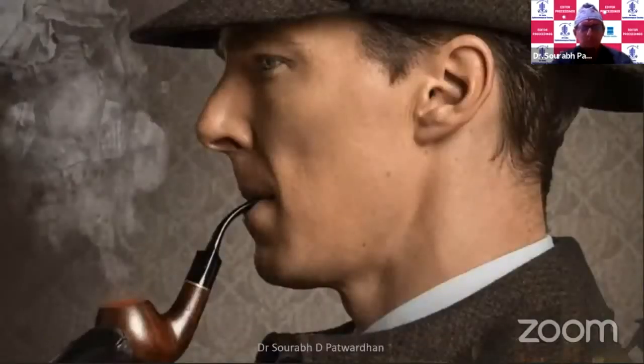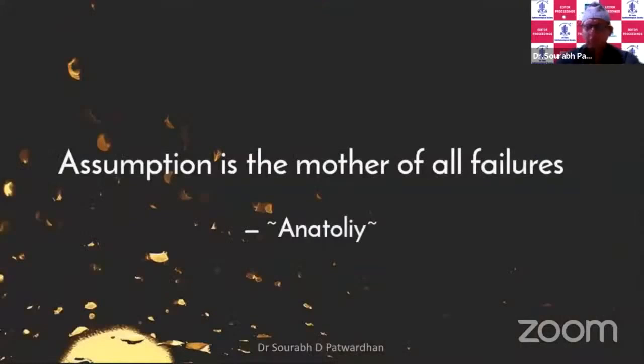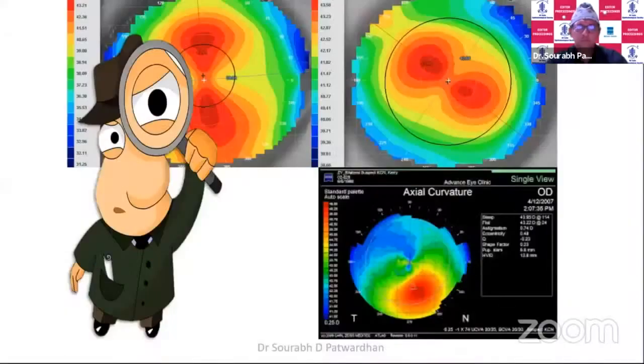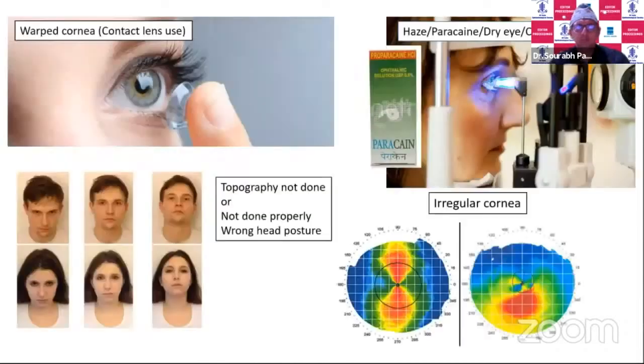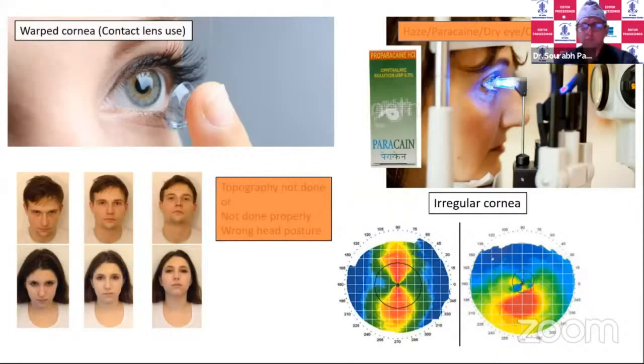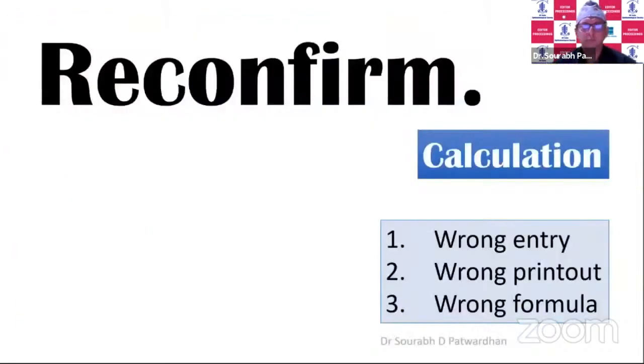When we start assuming something, that's the starting of failure. So let's start from the beginning and reconfirm whether whatever we have done pre-operatively was correct or not. Sometimes we get wrong keratometry because of a warped cornea, like contact lens use, or corneal haze, use of some paracaine-like drops, dry eye, or contact procedures done before the keratometry. And topography was either not done or not done properly, like a wrong head posture while doing topography, or an irregular cornea itself may give erroneous readings, and if you have missed that, you may land up with a surprise.